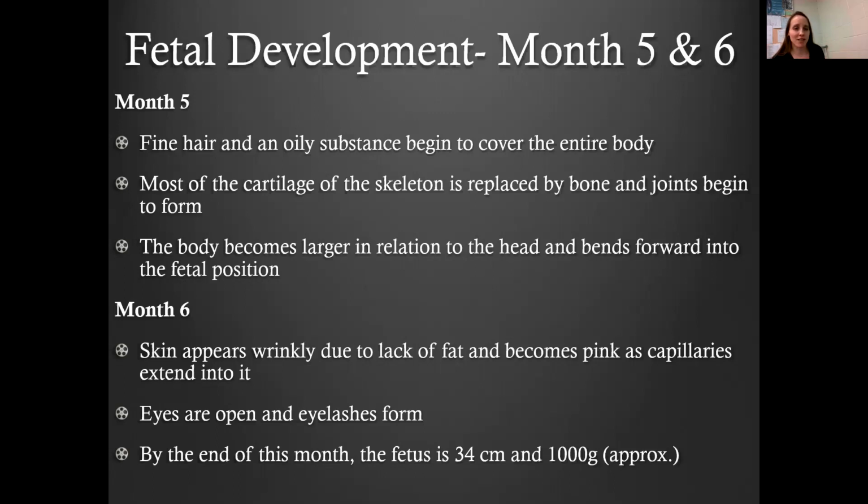Month 6, the skin is going to be really wrinkly and saggy on the fetus because there's not going to be very much fat on the fetus to plump it up. The skin is also going to become very pink as capillaries start to extend into it. Prior to that, it's kind of like a sickly pale color. The eyelashes are also going to form on the eyes. And then by the end of this month, the fetus is about 34 centimeters long, so a little bit longer than a ruler.